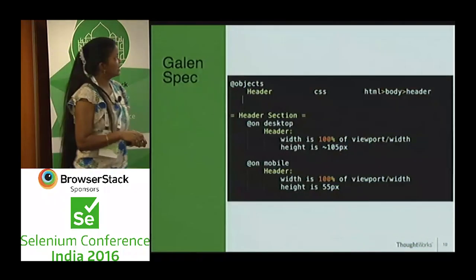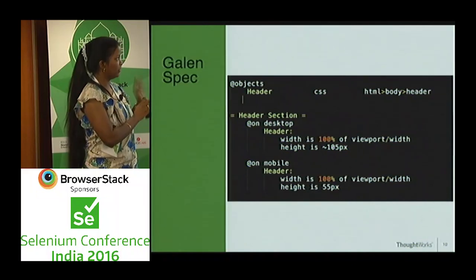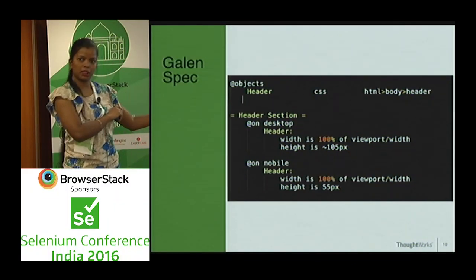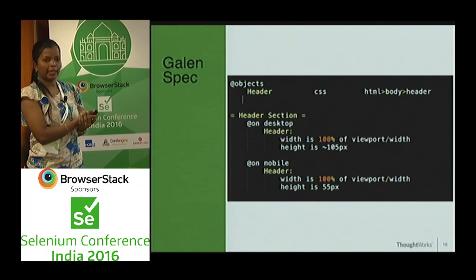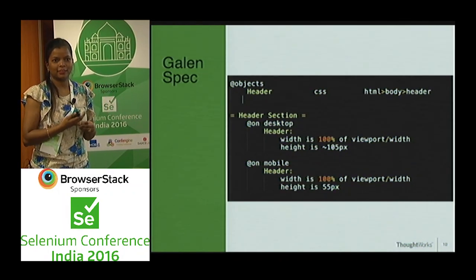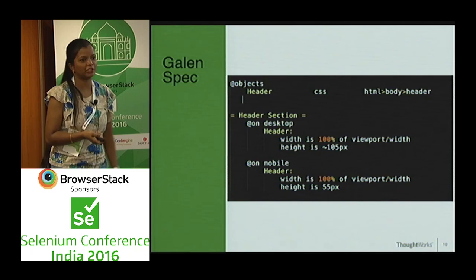So yeah, this is an example of a Galen spec file. Let's just look at that for a minute, right? Let's try and understand what we're trying to achieve. Can anyone try? Just try and say what we're trying to achieve.